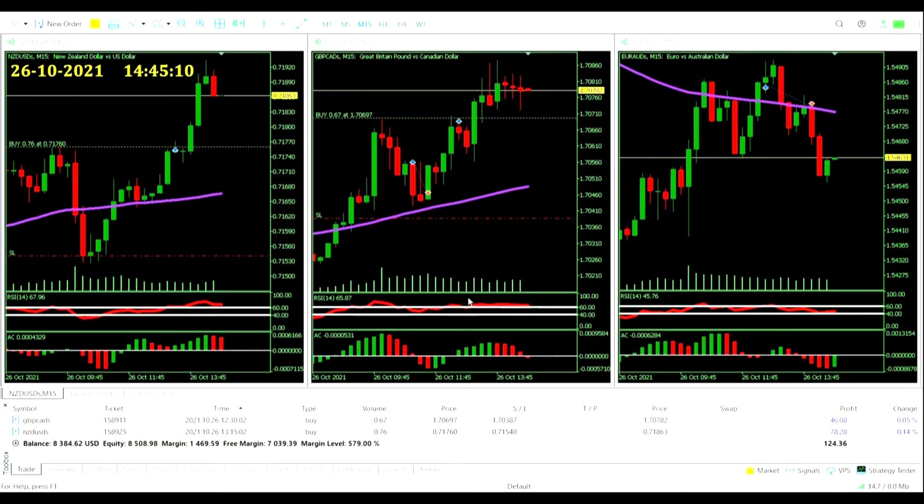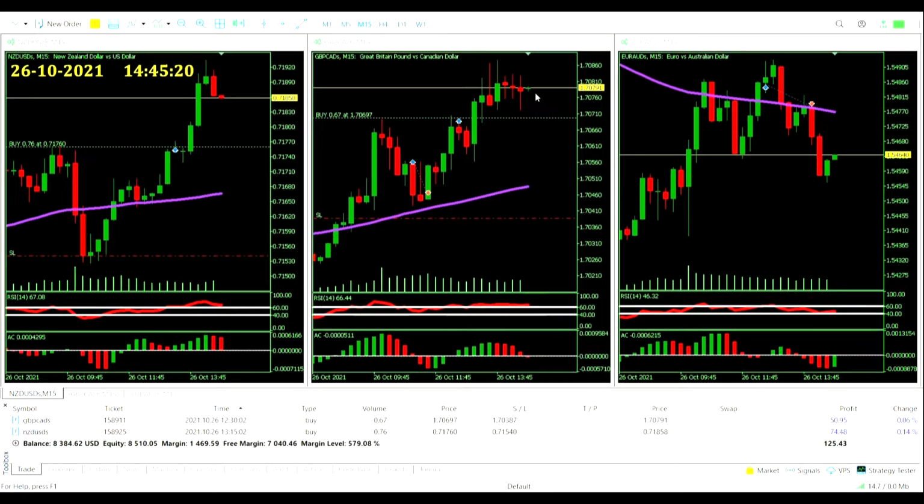Great British Pound Canadian dollar, here's the flip on the accelerator oscillator. Not a super convincing one, but it is there. Assuming it closes like that, we'll be shutting out the trade. Be interesting to see where this candle goes from here. If it's one like the last few, almost certainly it will be a close. If it can find a new high, get up there quite a bit, it might just turn it back and keep the trade open.